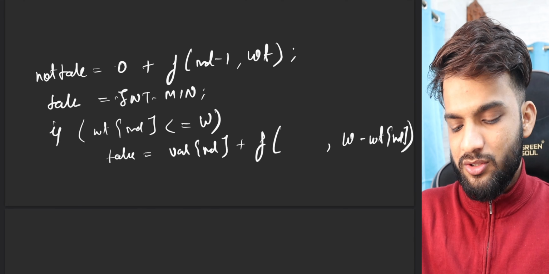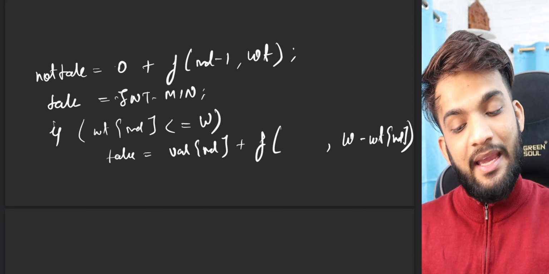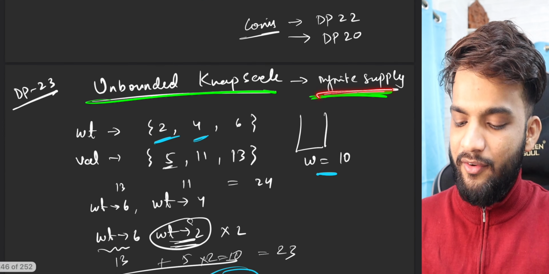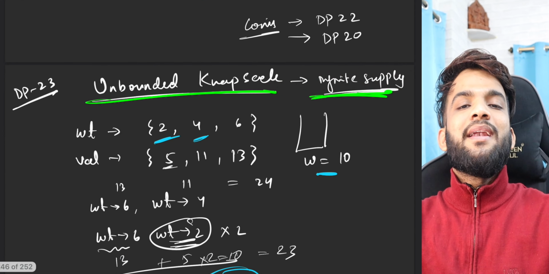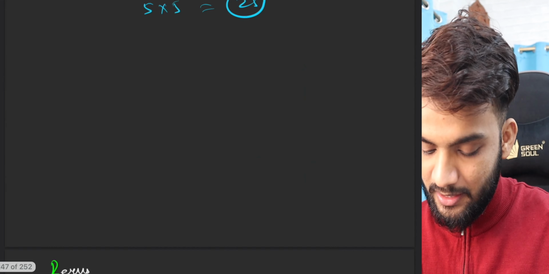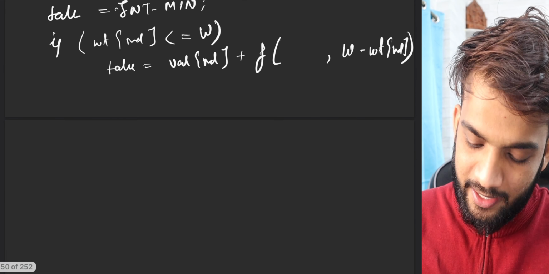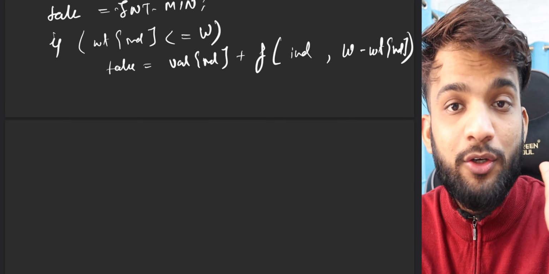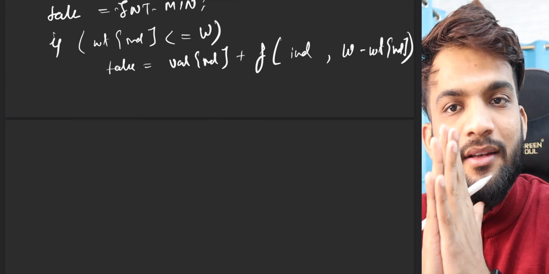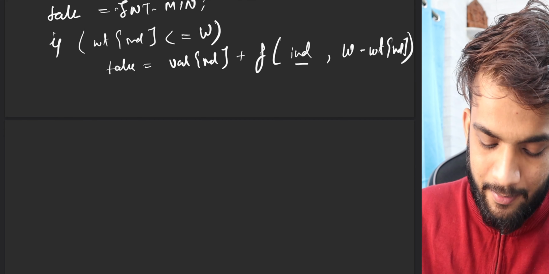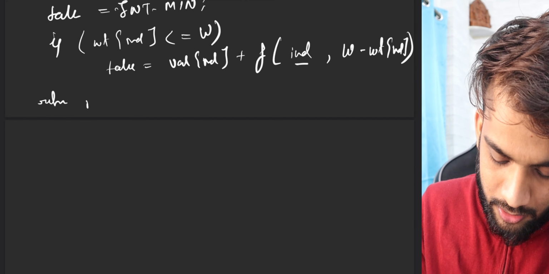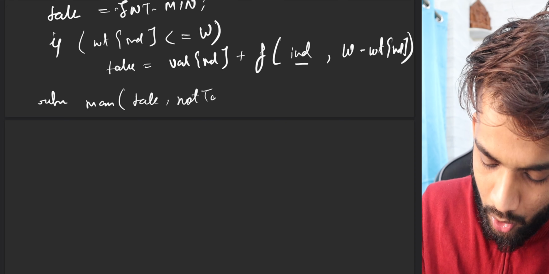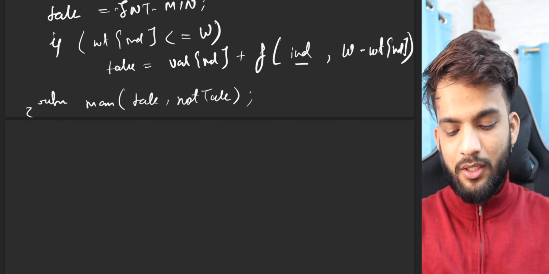But what happens to this particular index? Similar to the previous question, it stated infinite supply, and whenever it is infinite, you stand at the same index, because you can again pick up that guy. So kindly stand at the same index. You don't need to do anything. Then you just need to return the max of take and not take. Once you have done this, that's perfectly fine.